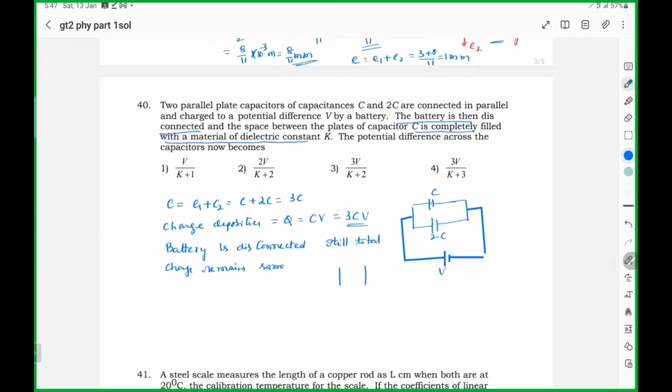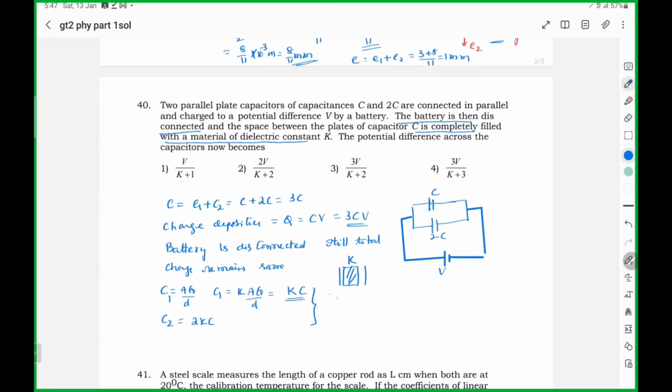Once this capacitor is filled with a dielectric constant of K, its capacitance, initially it is epsilon naught A by d, increases once the dielectric is introduced between the plates of the capacitor. It is C1. Similarly, C2 becomes 2KC.